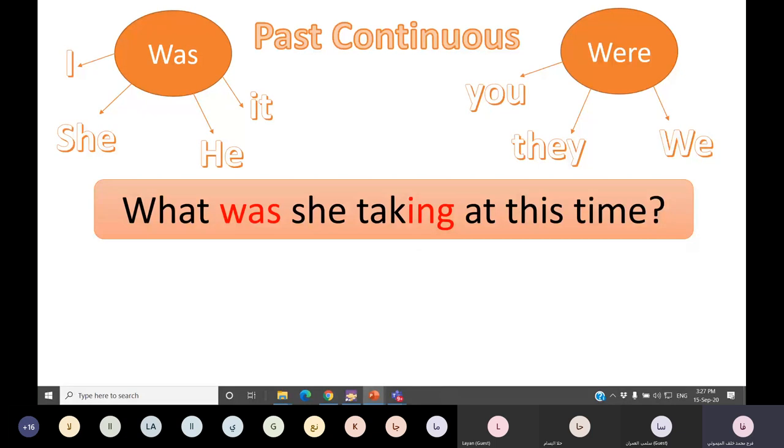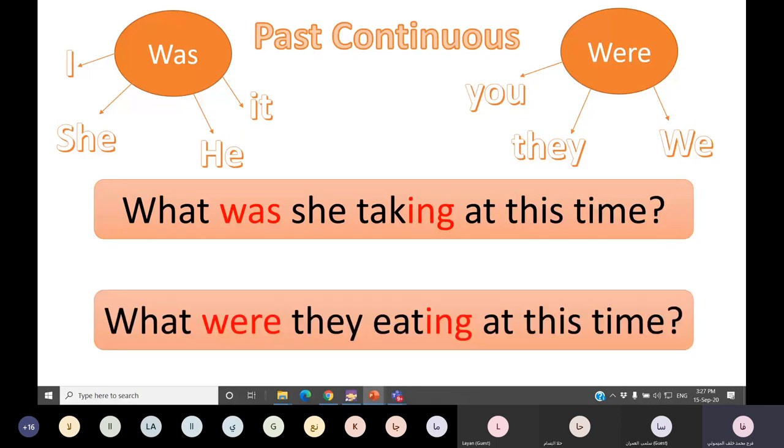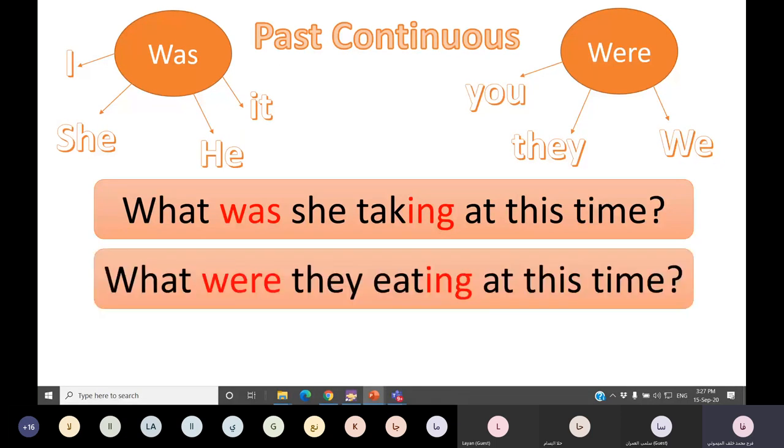Lina Albatin, are you there? Lina? Yes. Lina, can you read the second question? What were they eating at this time? Awesome. Lina, can you make a question by yourself? A different question. Can you give me a different one? You have the was and its pronouns and were and their pronouns here.